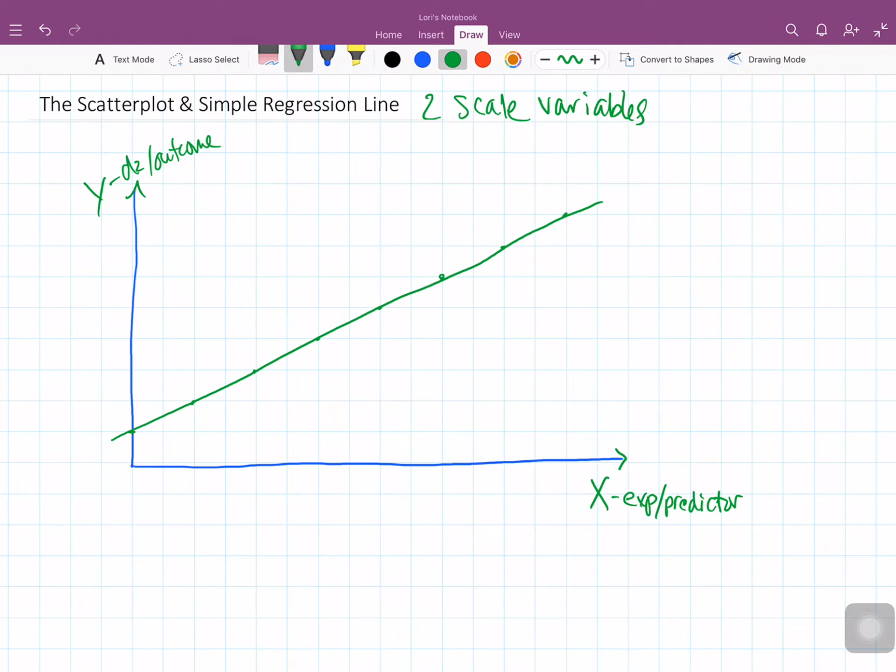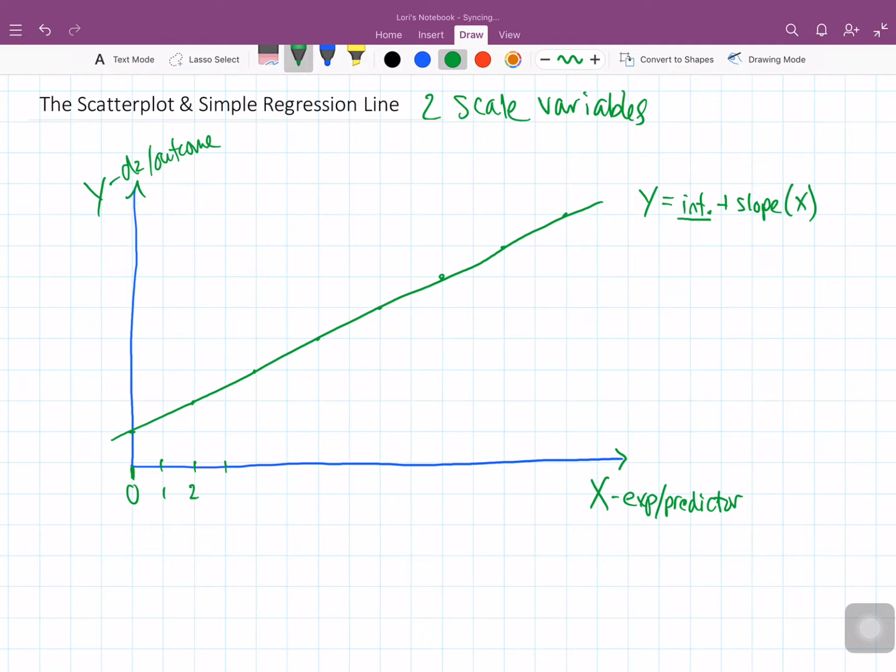And so if that line ended up being our regression line, we would say that y, the value of y, is equal to the intercept plus the slope times x. And specifically for this line, the intercept is defined as the value of y when x is equal to 0.